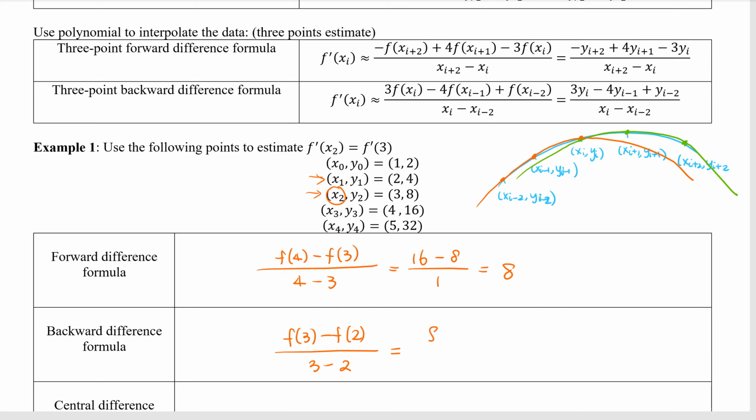f of 3 is 8. f of 2 is 4. 3 minus 2 is 1. So what is the answer here? That is 4. So far, so good, everybody?